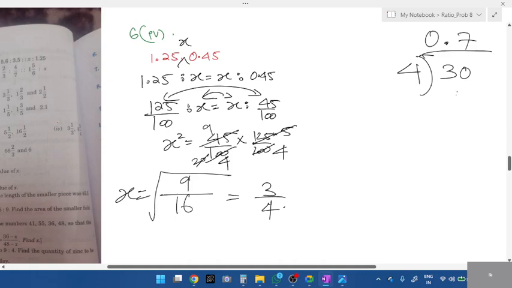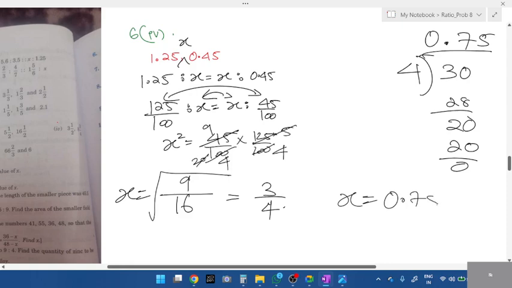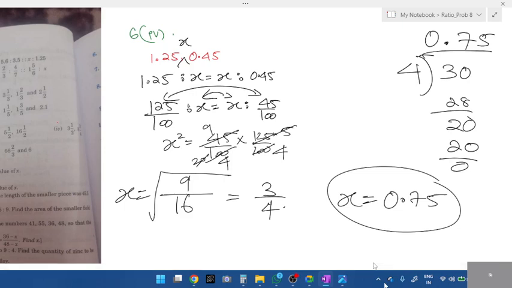4 sevens are 28, 2 remainder. What's the answer? Is it 0.75? Okay, this is the calculation part. Okay, fine. But that would have been too long, right? How did you factorize?